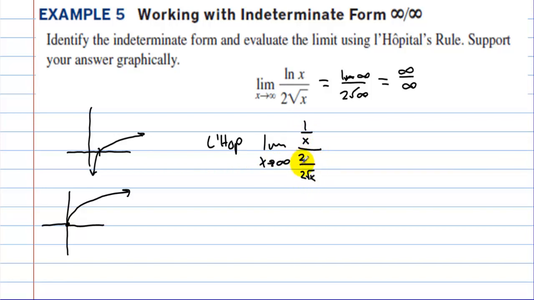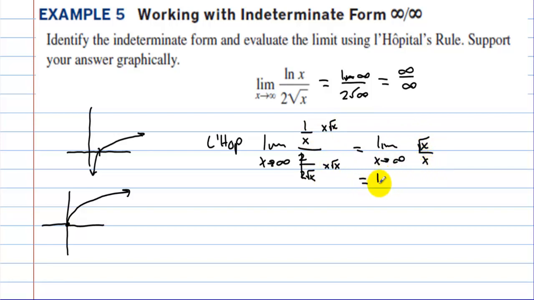Now those 2's are going to cancel out and leave 1, and we can multiply the top and the bottom by x square root of x to get rid of the complex fraction. We have limit as x approaches infinity of, the x's will cancel, leaving square root of x, and then the square root of x's will cancel, leaving x.